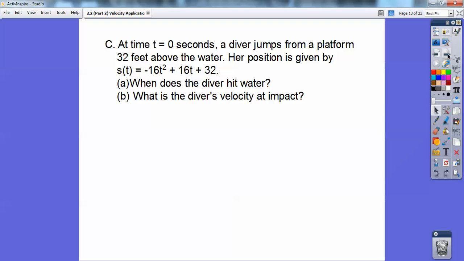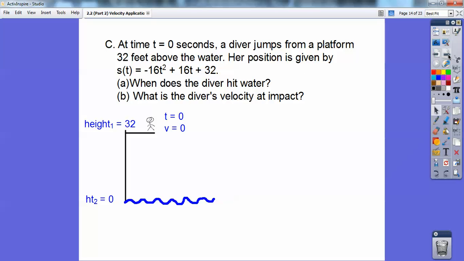Okay, all right. So at time t equals 0, this is another problem. A diver jumps from a platform 32 feet above the water. Her position is given by negative 16t squared plus 16t plus 32. When does the diver hit the water, and what's the diver's velocity at impact? Okay, so look at that groovy picture I drew, and here's our hero right there, and she's going to dive, and when she hits the water, her height is going to be 0.